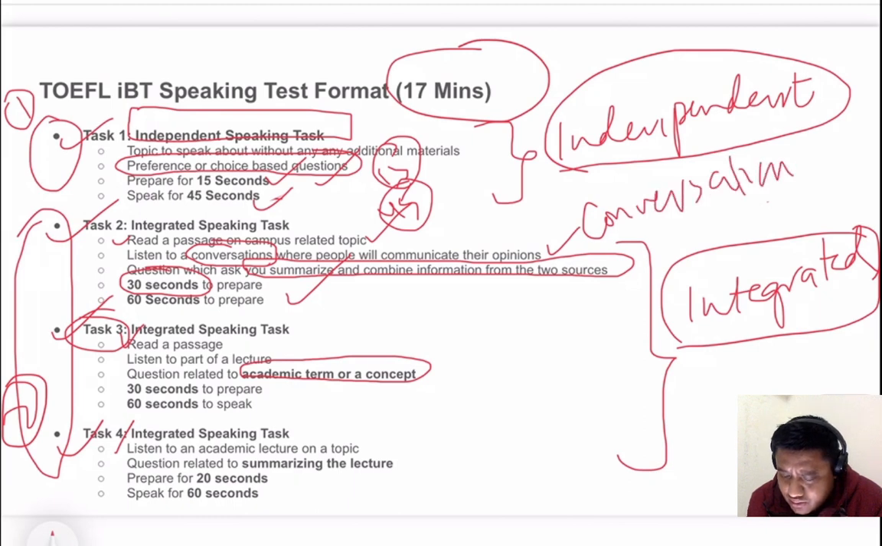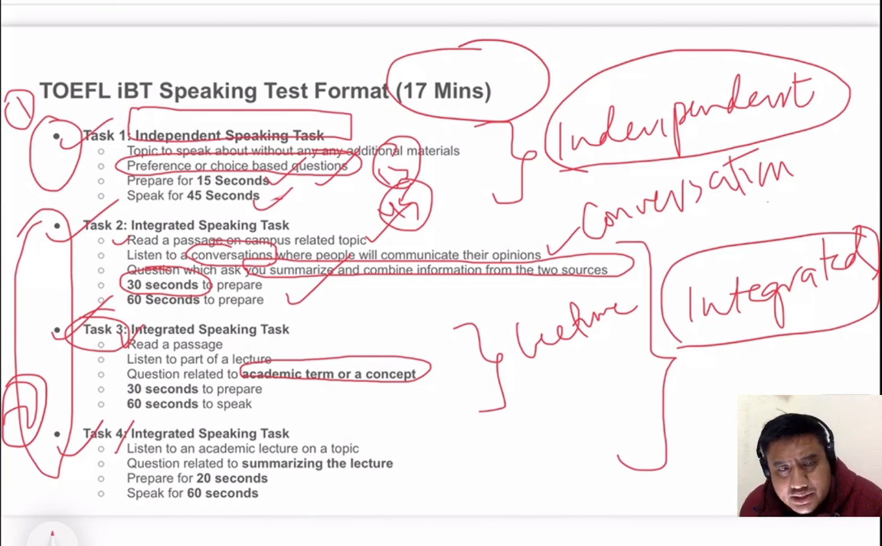No, you're told to listen to a conversation, but in task 3 you need to listen to a lecture, and it is on an academic topic. So that's the only difference, but it's the same task.